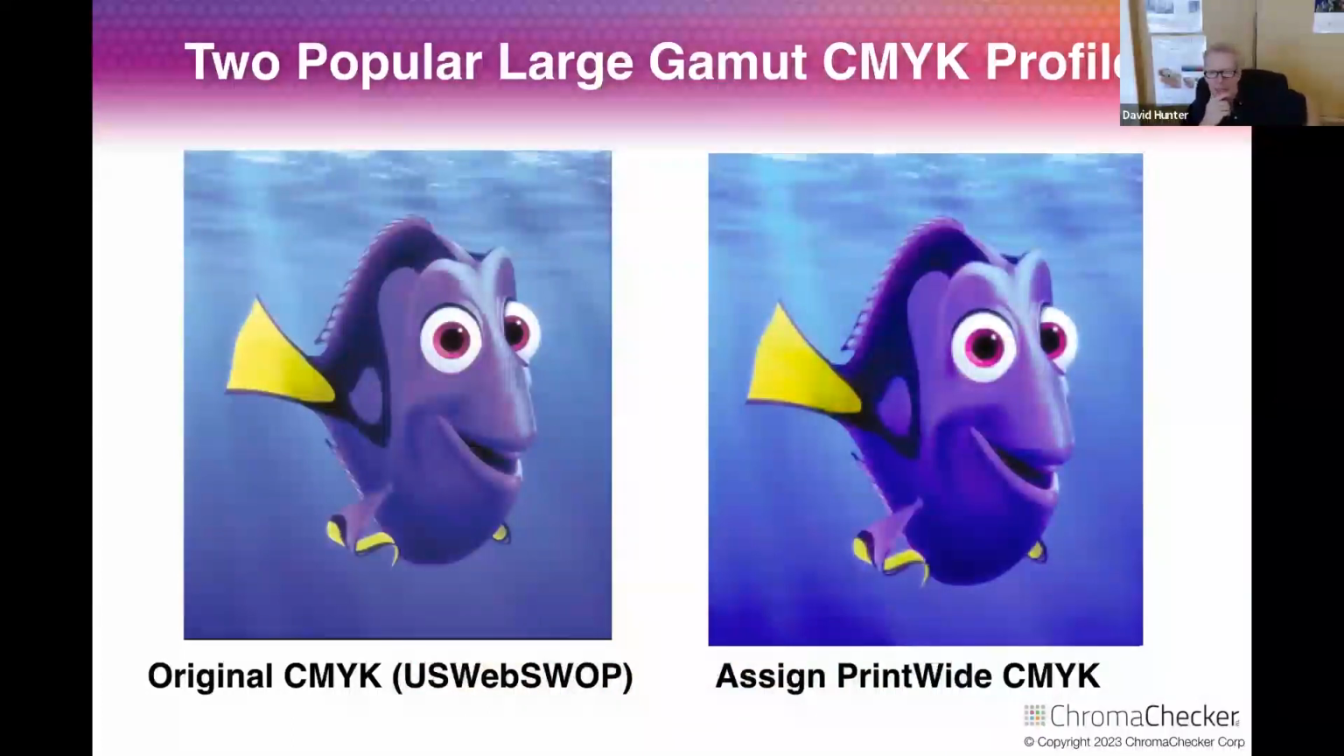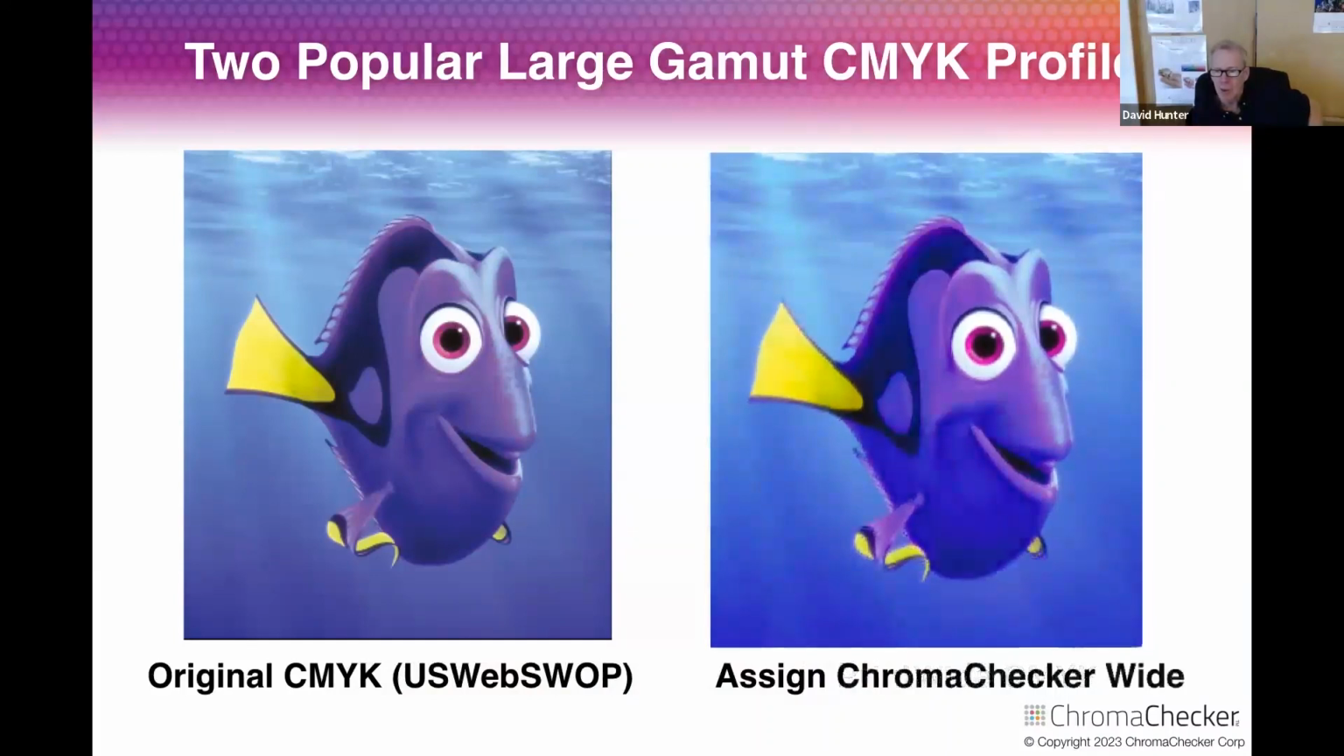Here's another example from the movie Dory. The image on the left is in US web coated SWOP, and you see it's kind of purplish and kind of muted. But when I go into Photoshop and I take this image and I assign the profile for print wide, you get the result on the right. So it's much more vivid. It's still kind of purple. Now I did the same thing with the ChromaChecker wide gamut. Notice how ChromaChecker wide gamut tends to make it more blue. There's still purple in there.